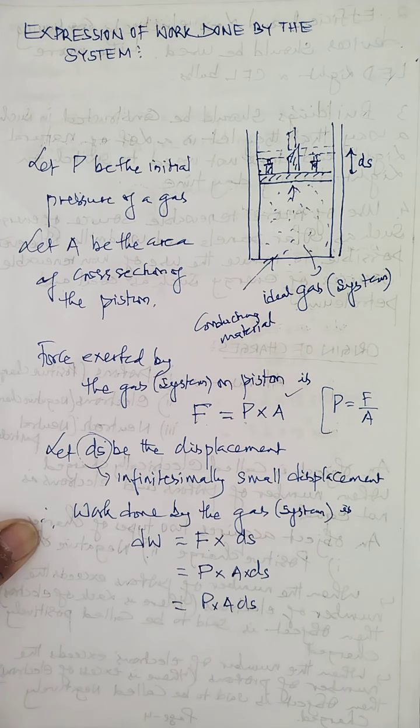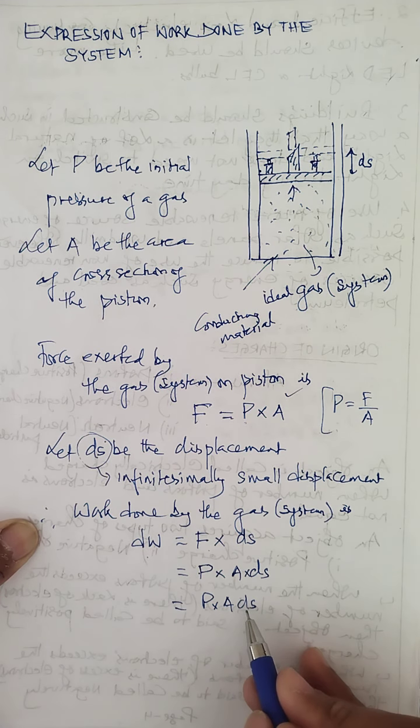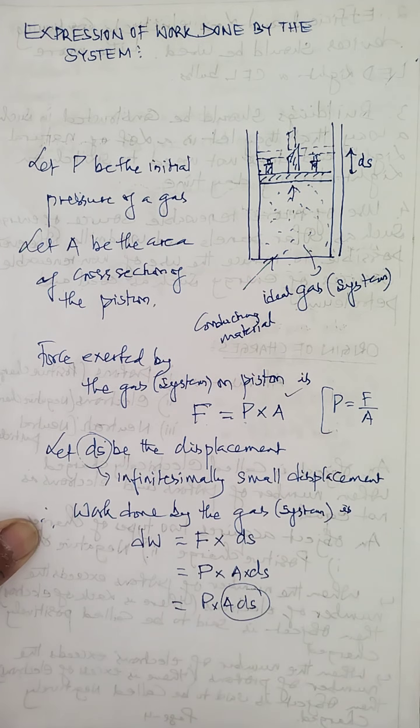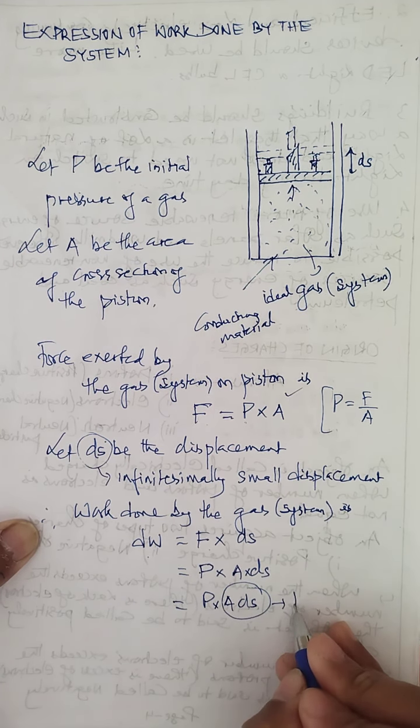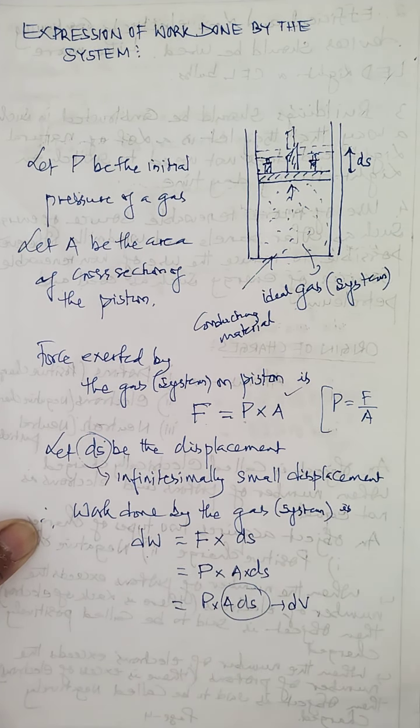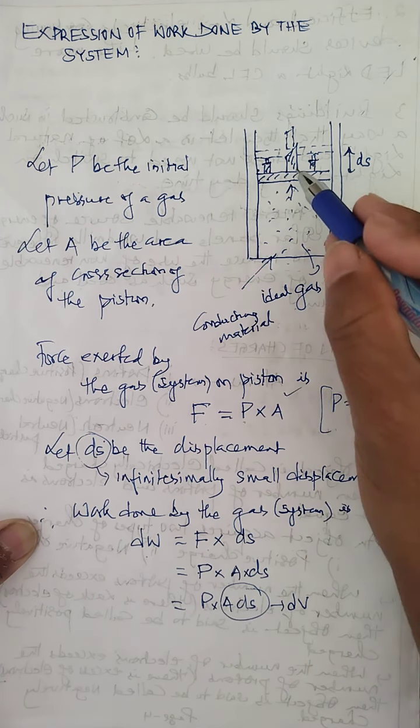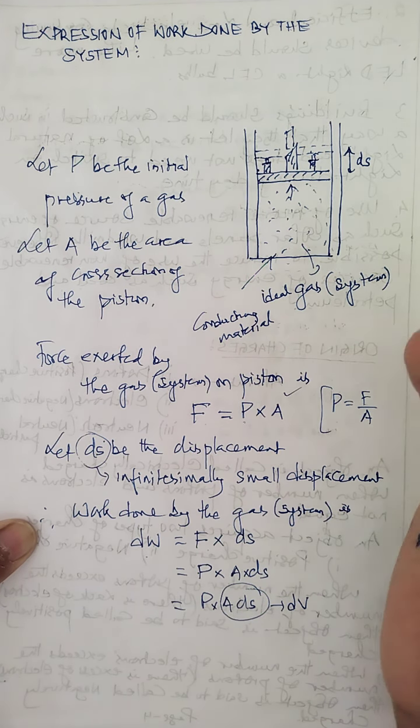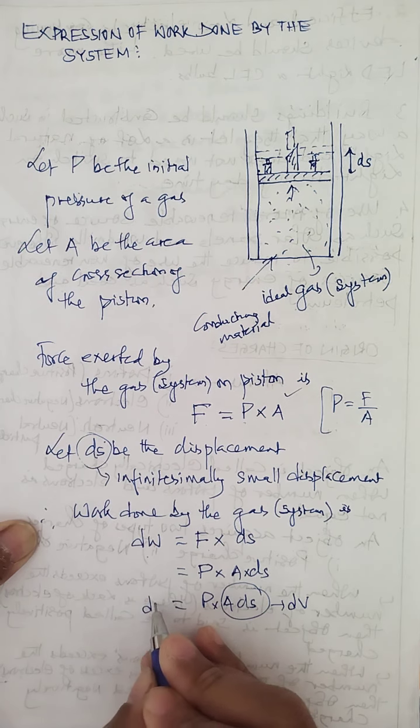P A into ds. So this is area and this is a displacement. And you know area into displacement means a volume. And this volume is also very small volume, that is expanded by the gas. The volume, increase in volume of the gas. And due to this small work done.